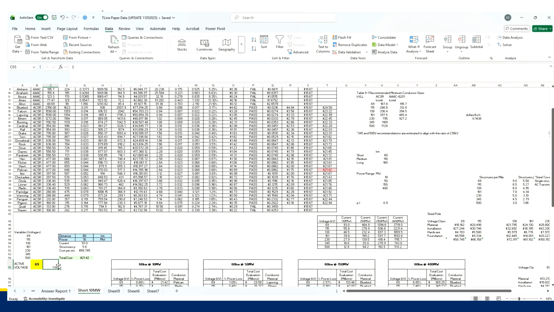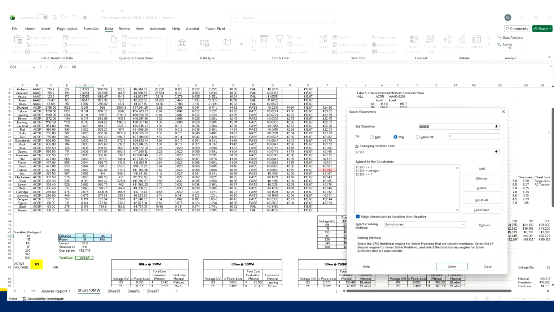So in this case, this value here in C55 goes from 1 to 7, with 1 representing 69 kV and 500 kV being represented by 7. And the variables input are the kilometers and the power that needs to be transmitted. So looking at the first example of 60 kilometers and 10 megawatts, we will run the solver model.